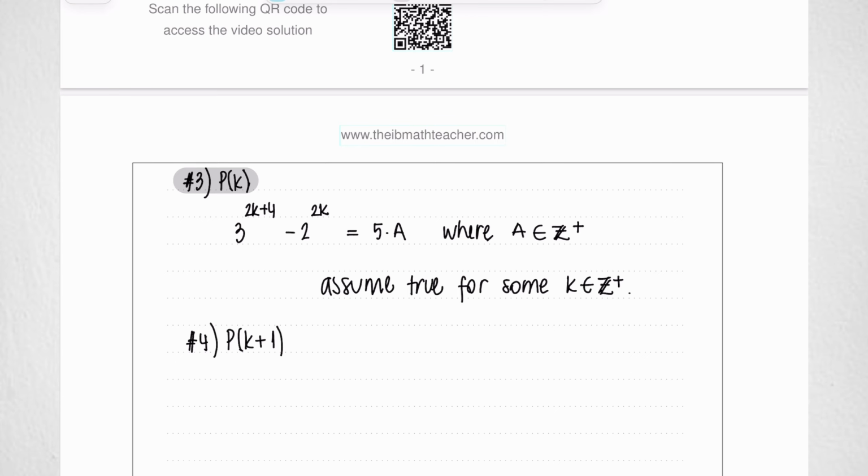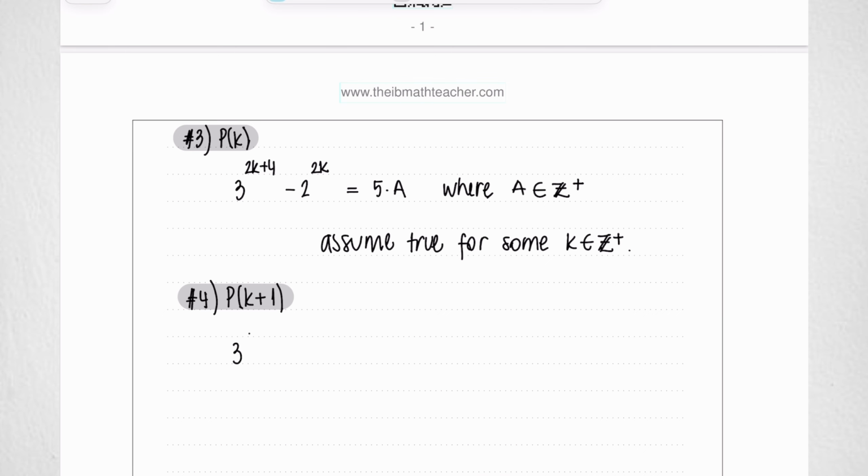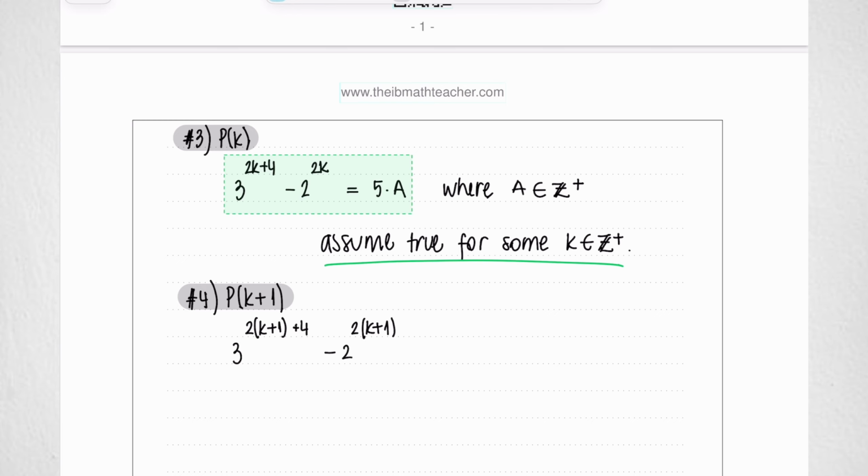Now on to the hardest part, which is the inductive step, P of k plus 1. When we have induction proofs with divisibility, the way to address P of k plus 1 is to rewrite our P of k, but replacing k by k plus 1 and substituting this P of k over here. And hopefully, if you do everything right, get some multiple of 5. You're going to be able to factor out a 5. Do notice that you can do that because you're assuming that this is true.